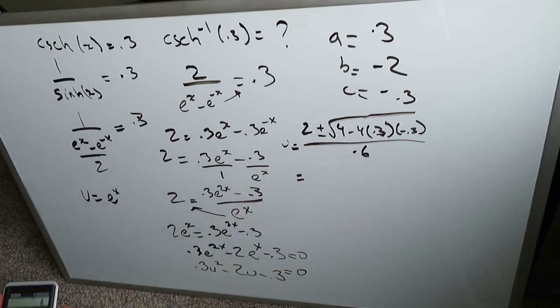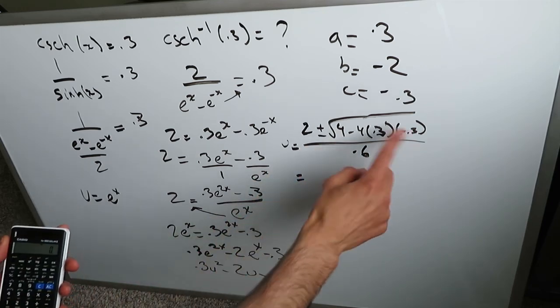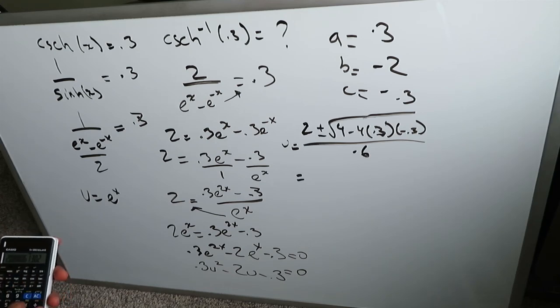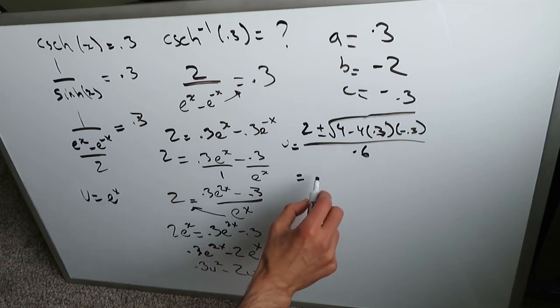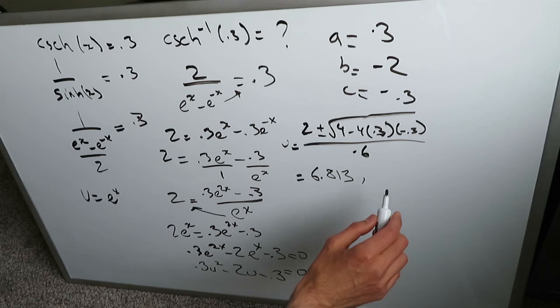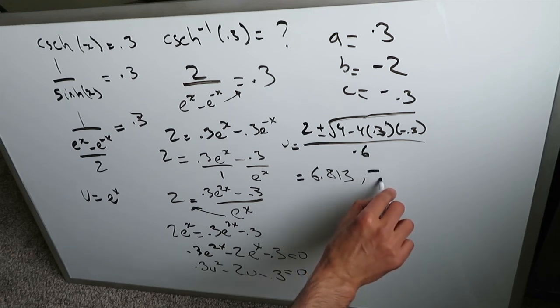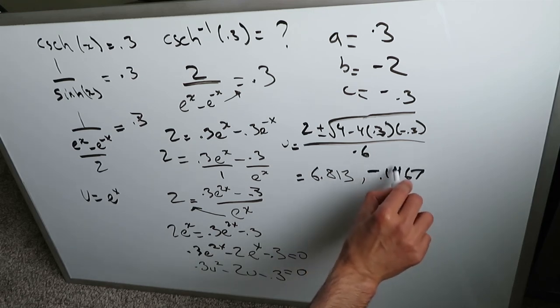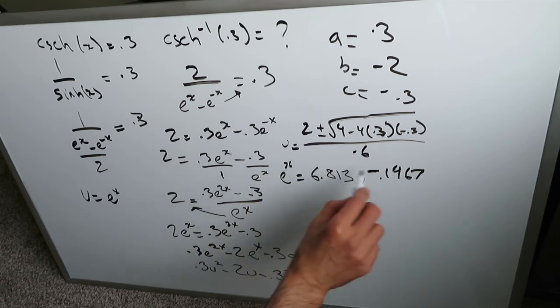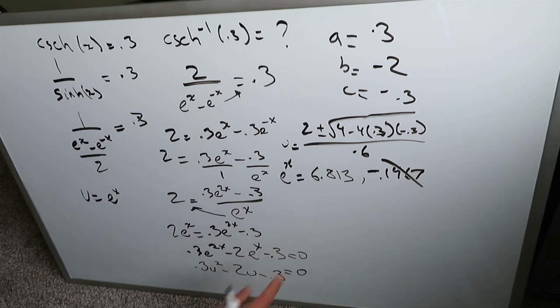Let's calculate the positive value here. You're going to do all of this. 4 plus 4 times 0.3 times 0.3, square root it. Add that with a plus 2, divided by 0.6. What I get is 6.813. u is equal to 6.813. If you were calculating the minus answer, you would get, I believe, a minus 0.1467. We'll throw this out because e to the x, which is equal to u, can't be negative. You can't do negative logs, but you can do this.